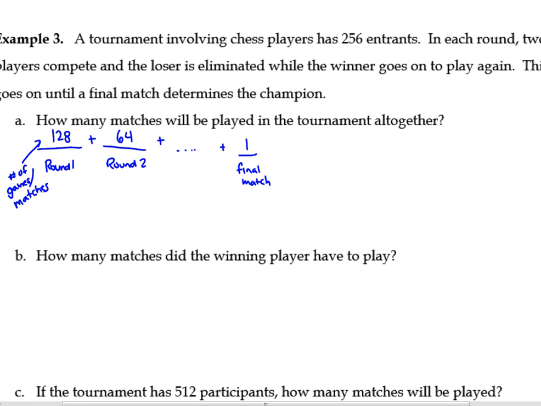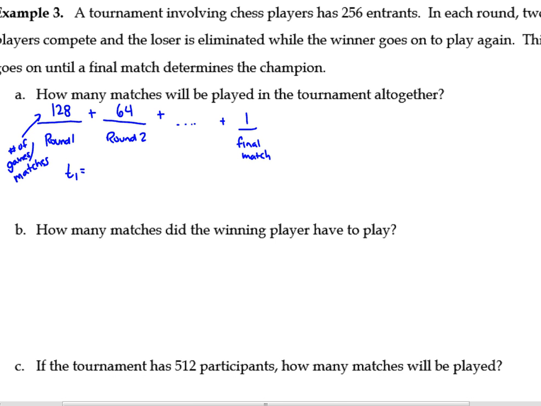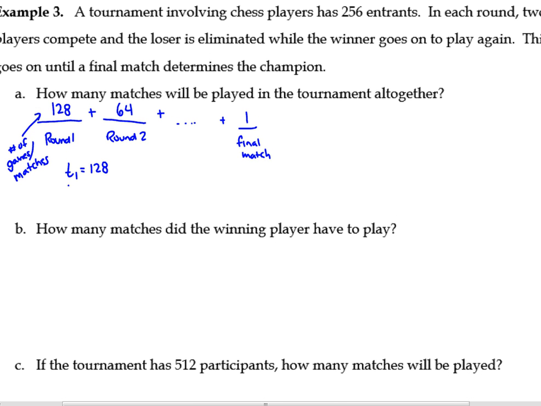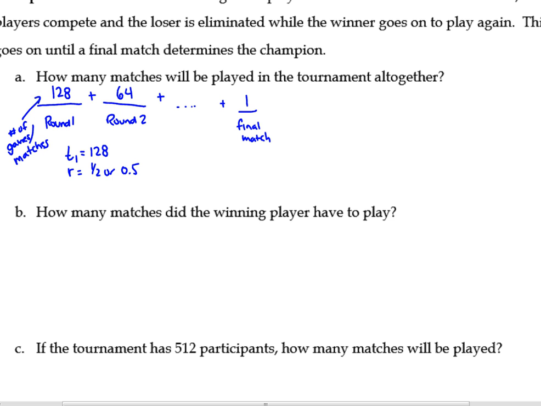So, this one's asking how many matches will be played all together. First of all, term 1 is 128. What's the common ratio? 1/2 or 0.5. Okay. And we're looking for how many matches will be played all together. So we're looking for this sum, right? So we want to add all these games together. So we're looking for the sum.